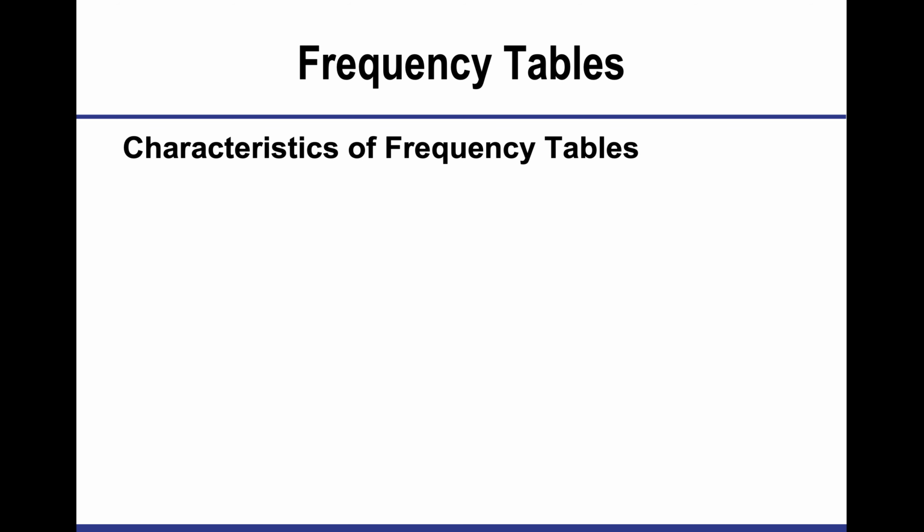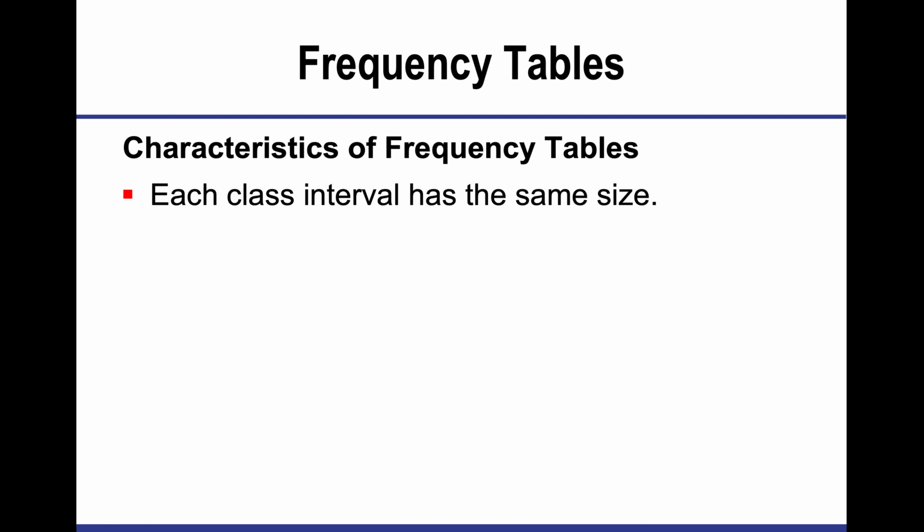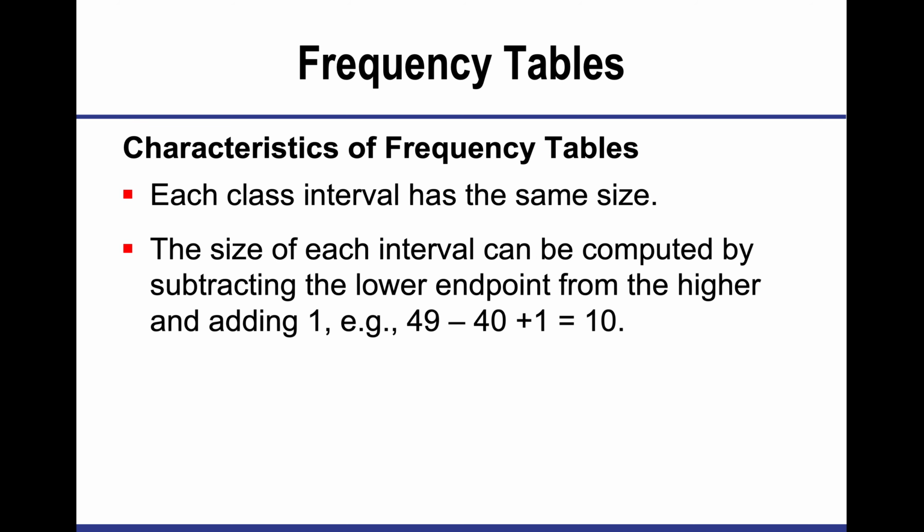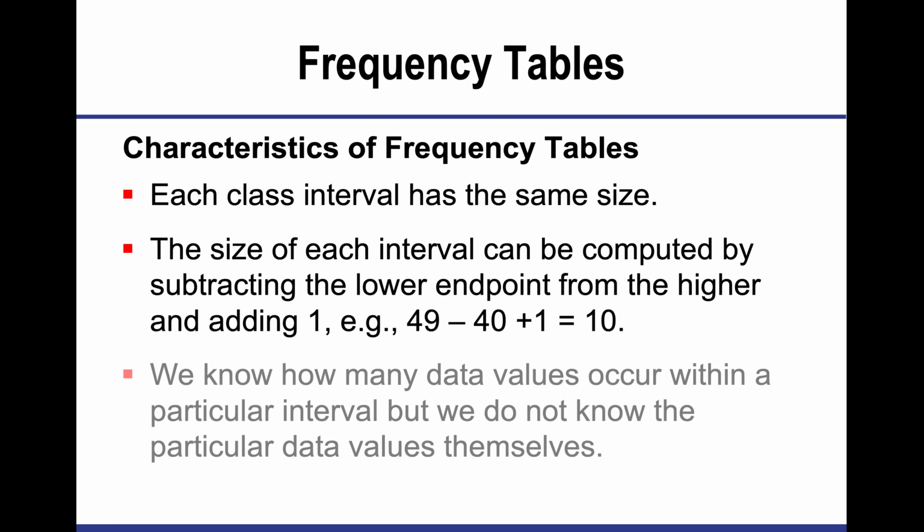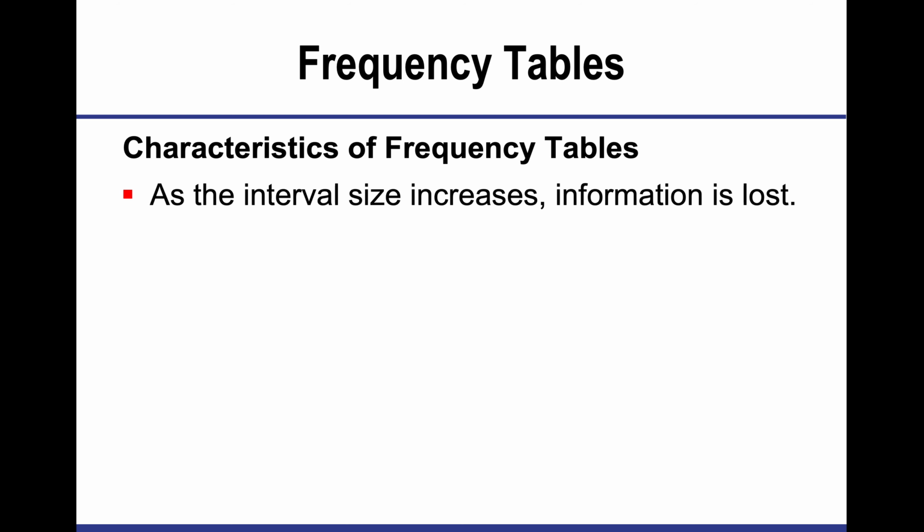Characteristics of frequency tables include each class having an interval that is the same size, so we're grouping clusters of values by the same size. The size of each interval can be computed by subtracting the lower value from the higher value and adding 1. We know how many data values occur within a particular interval, but we may not know the actual values themselves because we're just seeing the tally marks for how many numbers fell in that interval.